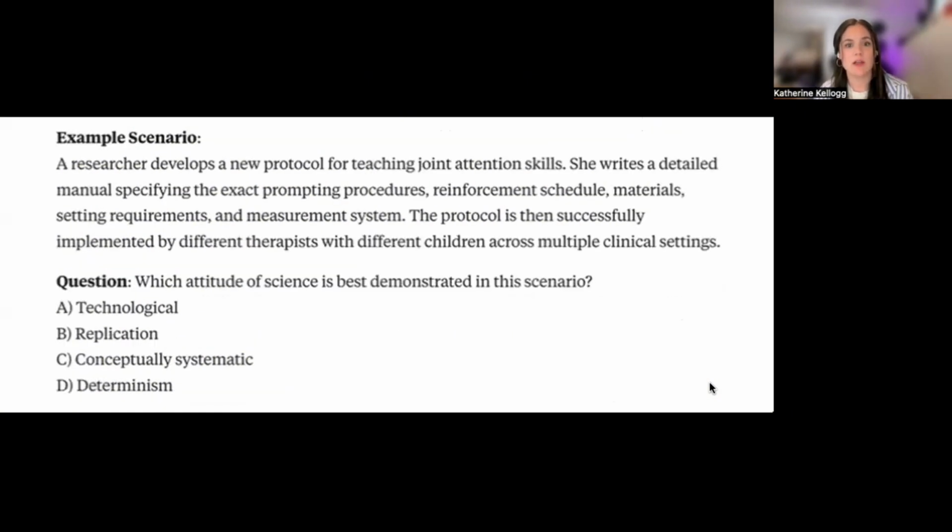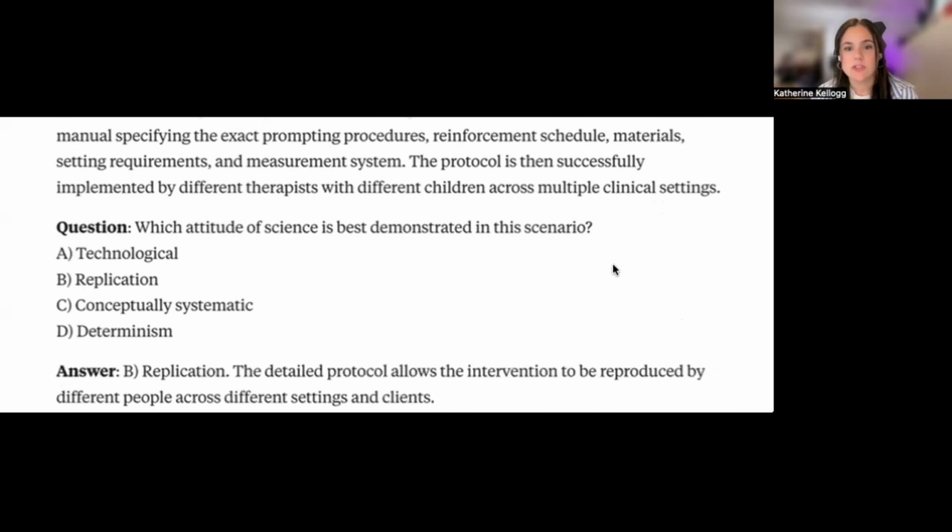Next up, a researcher develops a new protocol for teaching joint attention skills. She writes a detailed manual specifying the exact prompting procedures, reinforcement schedule, materials, setting requirements, and measurement system. The protocol is then implemented by different therapists with different children across multiple clinical settings. So which attitude of science here is best demonstrated? Replication. So those of you thinking technological, although that is discussed as far as the writing and the specific prompting procedures, the key here is the replication mention. It talks about how it is implemented by different therapists with different children across multiple clinical settings.